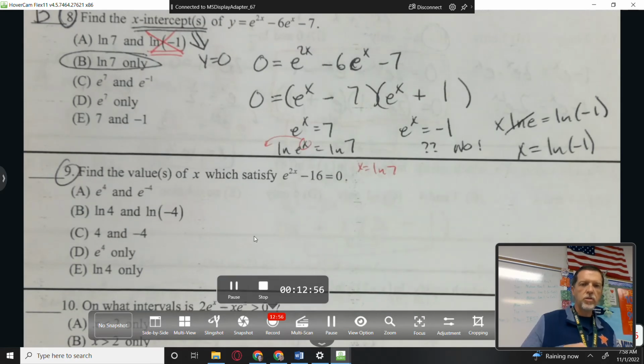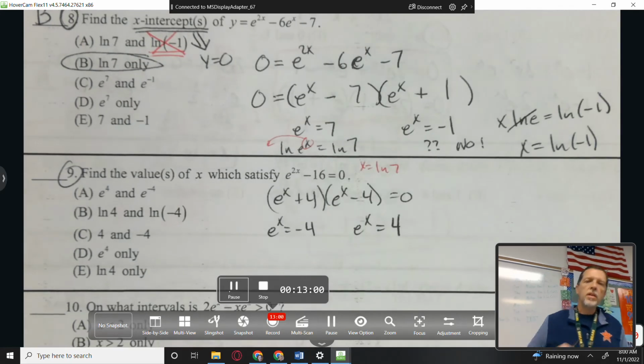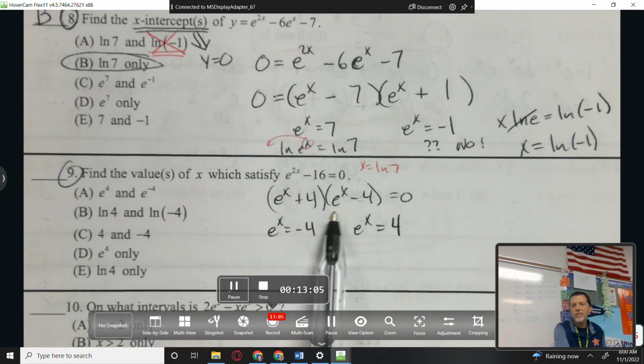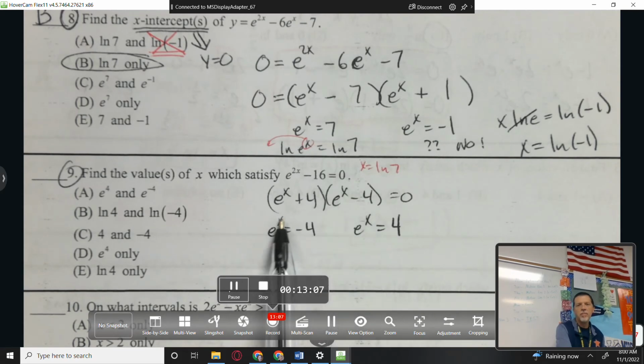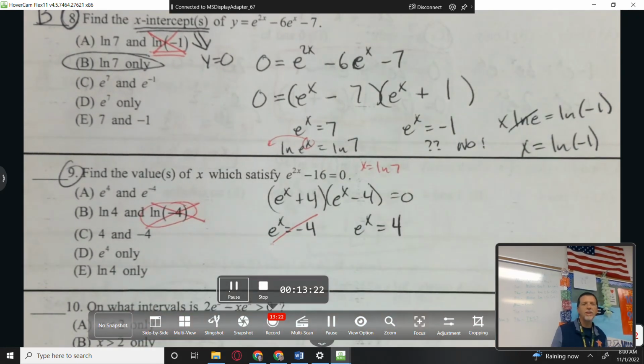So we'll try number 9 next. So hopefully you're starting to get the hang of factoring these things that look weird, but they factor like all the normal things factor. Set them both equal to 0. And then maybe even after only a couple of them, you're starting to see, wait a minute, e to the x, that can't be negative. So I can throw that one out right now. And natural log of negative 4, that doesn't work. So I could have thrown that one out from the very beginning.